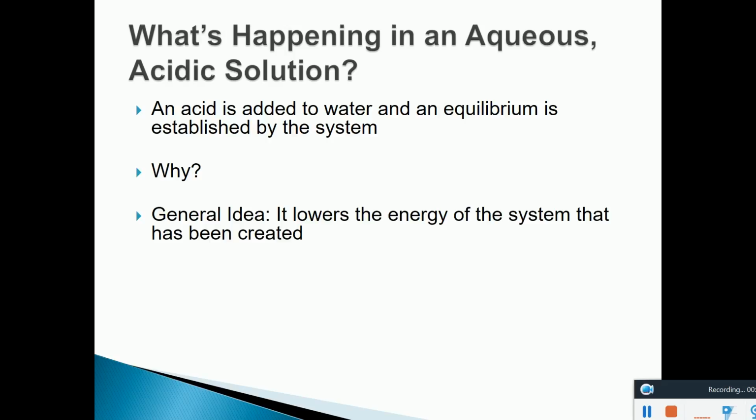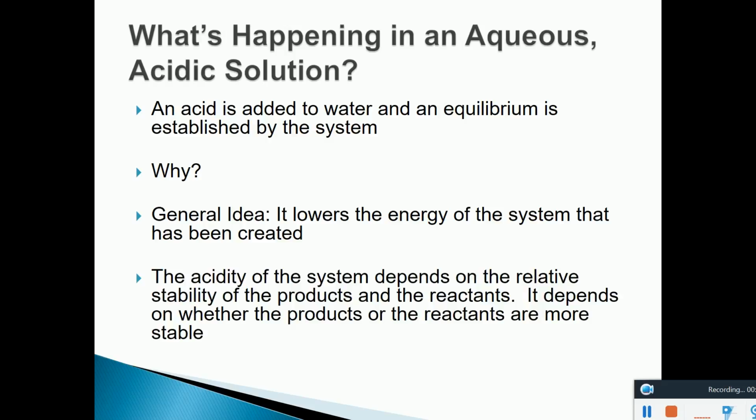And so why does it reach that equilibrium? Well, it's going to go to the more stable side, and that's because it's lowering the energy of the system that has been created. The acidity of the system depends on the relative stability of the products and the reactants. It depends on whether the products or the reactants are more stable. So, we just talked about that. A higher energy product and reactant will react more, and so they will react until there's more of the more stable pair.